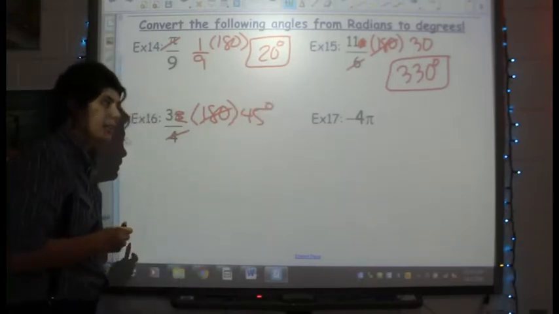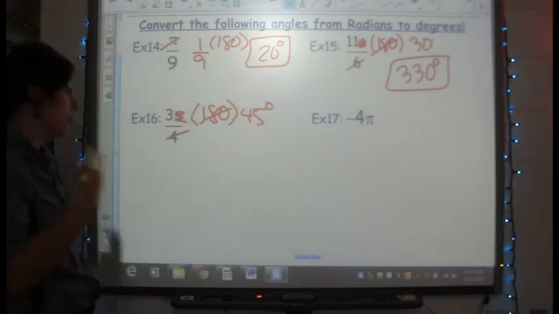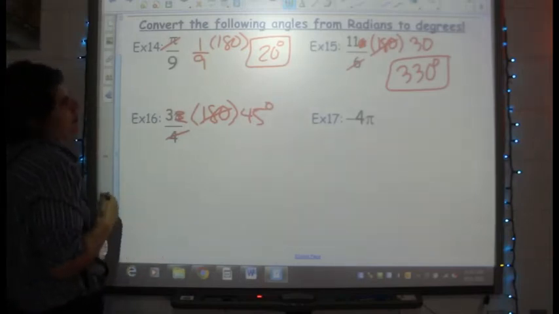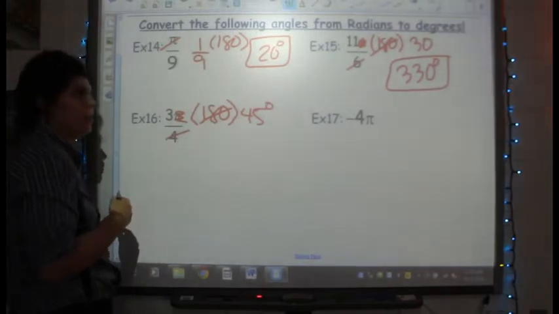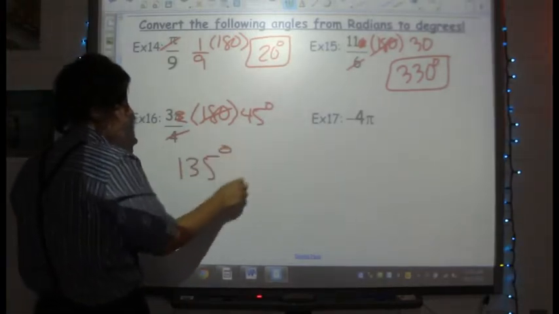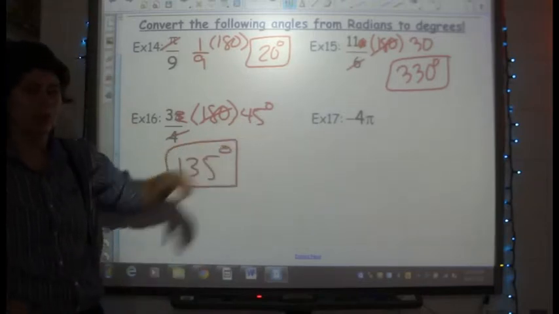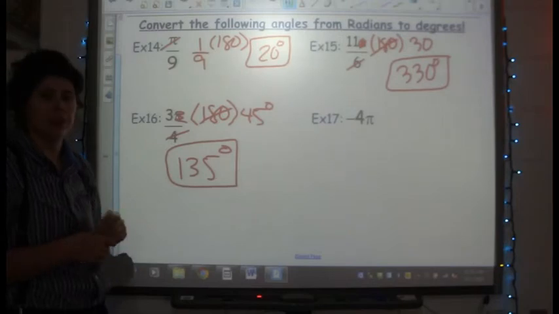And now I have 3 times 45. If you need to type it into your calculator, please feel free. Just practicing our arithmetic. 3 times 45. Well, I know 45 times 2 is 90. If I add another one to that, I get 135 degrees. There it is. Again, now might be a great time for you to pause the video and try number 17 on your own.